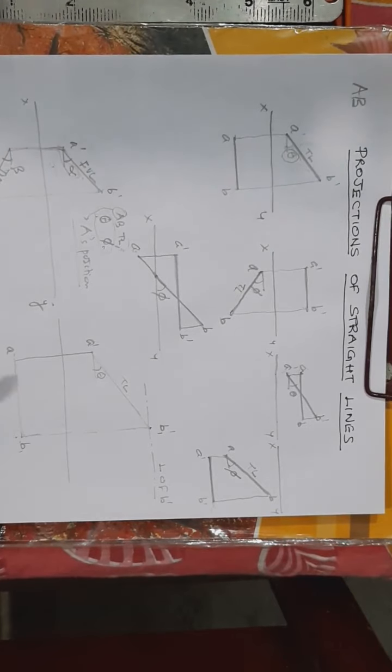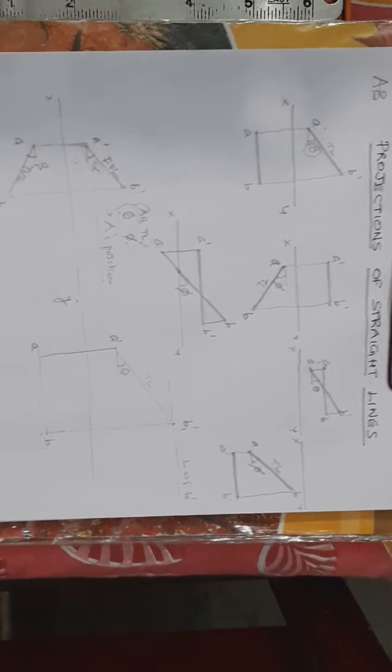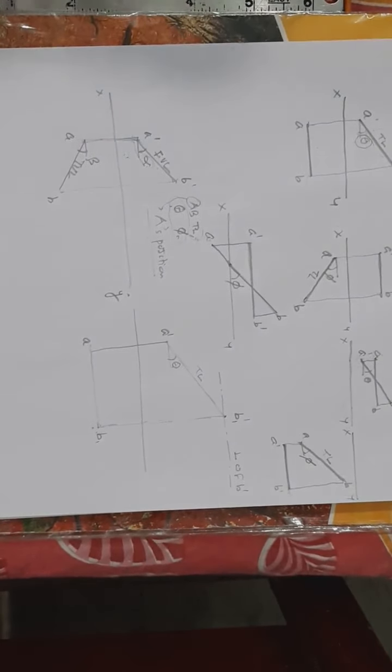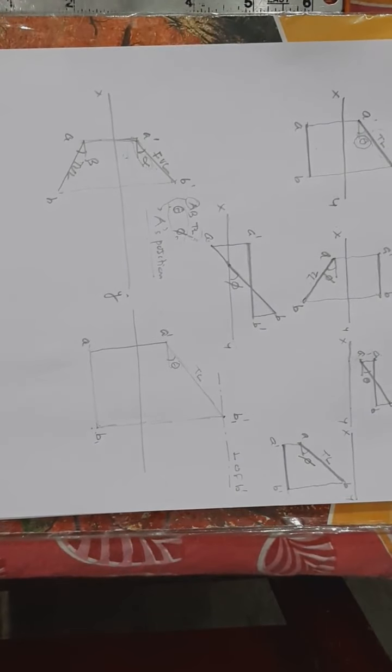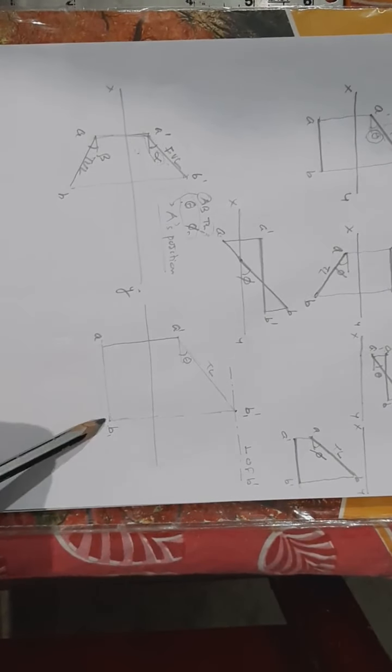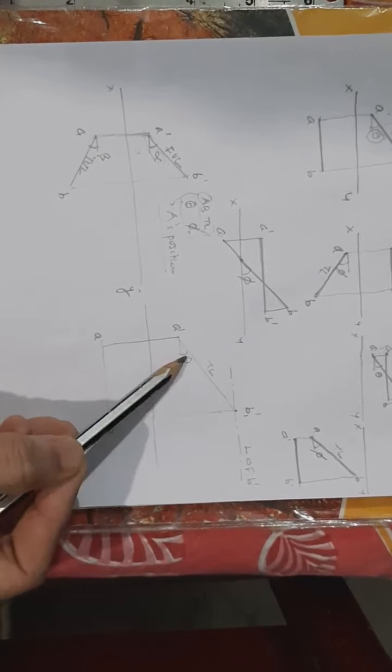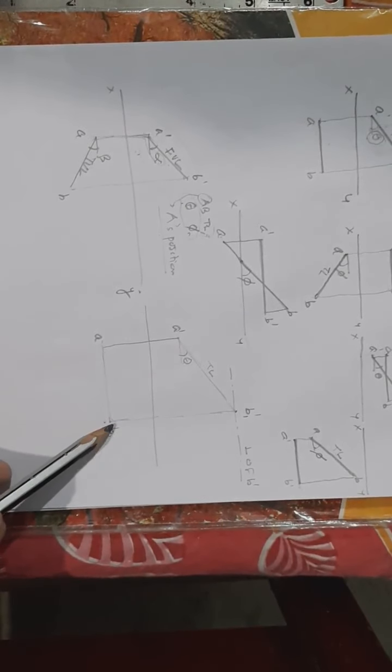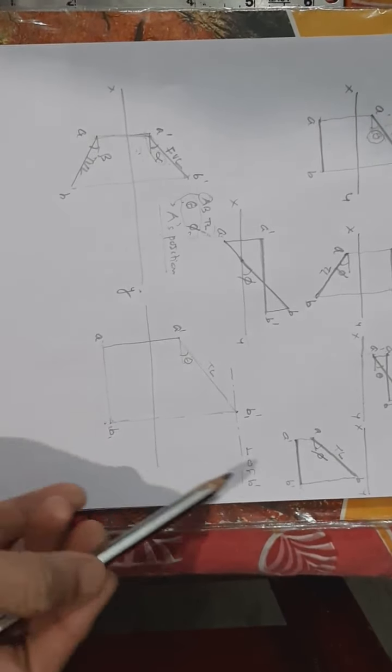So by this assumption, we are able to get two things. One is the line's top view length, after it has become inclined to HP. That is how much the top view length is, which we have found out.